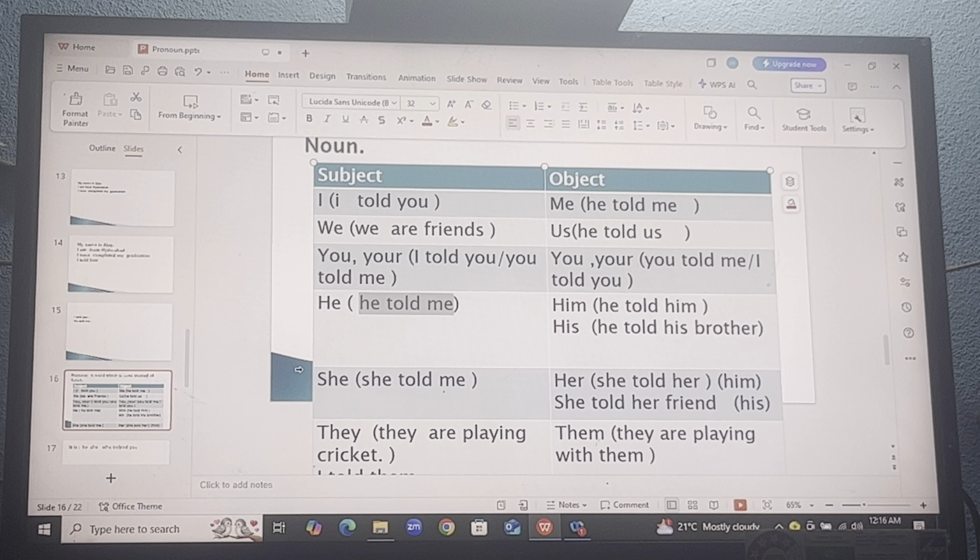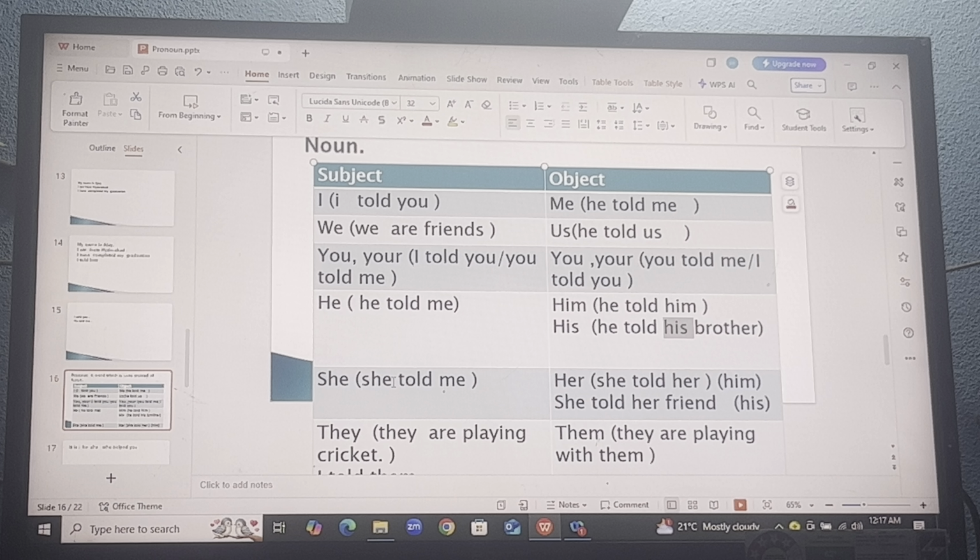The known person. Like he told Ramesh's brother, so he knows Ramesh. So he told his brother. Whose brother? Ramesh's brother. He told Suresh's brother. So instead of saying Ramesh or Suresh, you can use his. So I repeat, him is used if you know the person directly, whereas his is used if you don't know the person directly, but you know that there is a relation between that person and the known person.